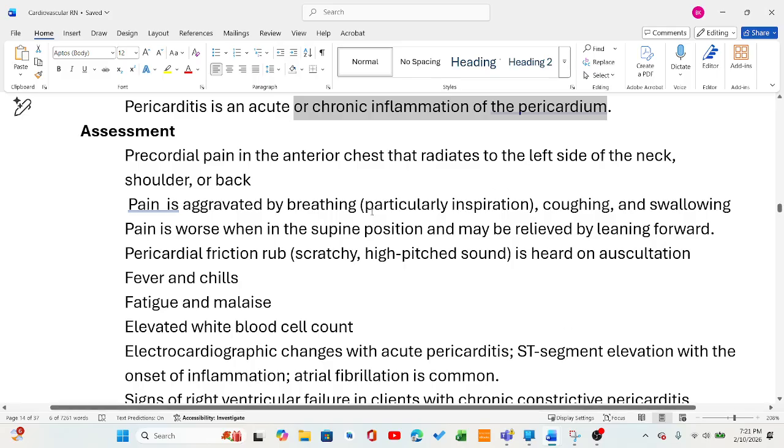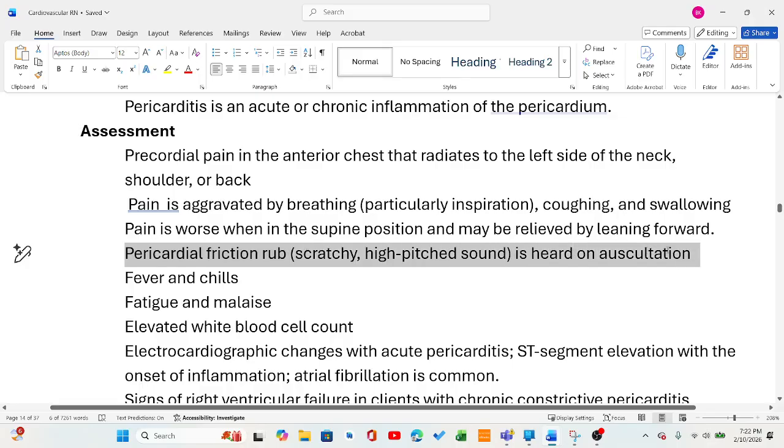This one, I want you to take note of this one, pericardial friction rub. Pericardial friction rub, when you auscultate, you hear that. This is a scratchy, high-pitched sound that you are going to hear when you auscultate them. So please remember, pericardial friction rub, and also the intensity of the pain gets worse when the person is breathing in or breathing out. So please take note of that.